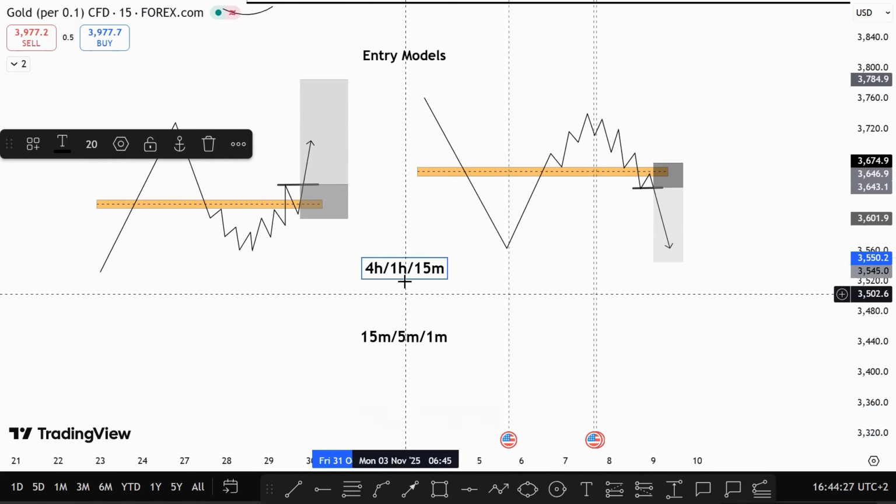Trend and ICC structure, just to find out where you are. Are you in an indication or a price correcting, or is price in a continuation? You use that with these bigger time frames, 4 hour and 1 hour, to find out where you are.